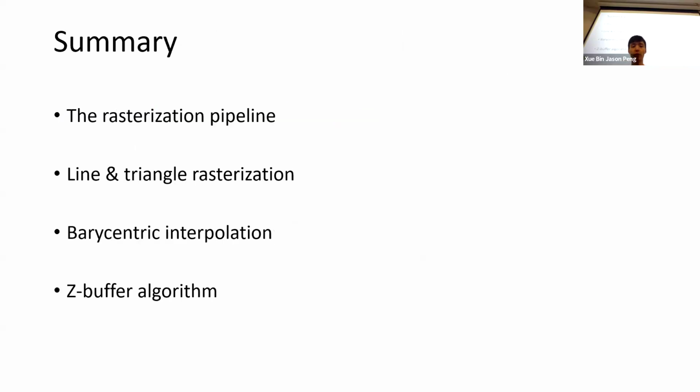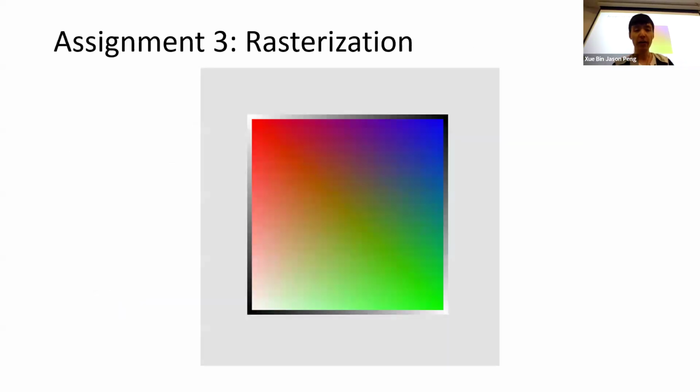Right, so this is everything that I wanted to cover for rasterization. At this point, you should have everything you need to complete assignment 3. In assignment 3, we will ask you to implement a simple rasterization system in WebGL. We've provided you with a lot of the scaffolding code, and you just have to implement some of the functions, like how to rasterize lines and triangles.